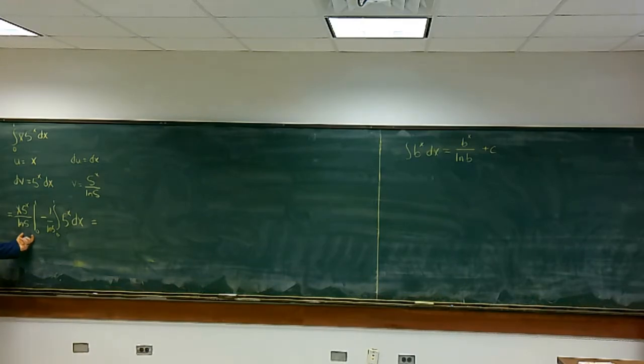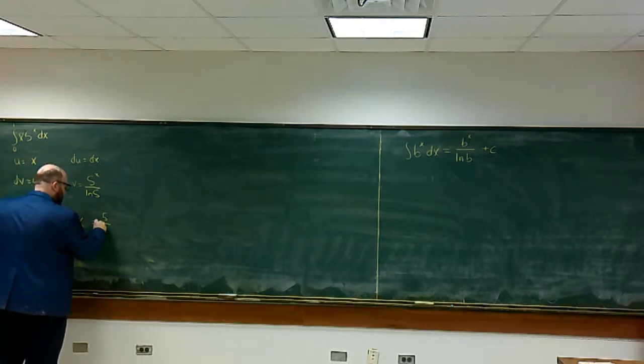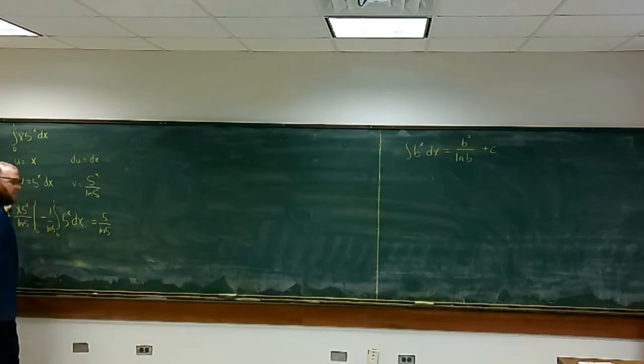Evaluate this. At 1, what's 5 to the 1? Just 5, right? Times 1 is 5. At 0, what does it evaluate to? Just 0. 0 times 1. All right, good. So we just get 5 over log 5.